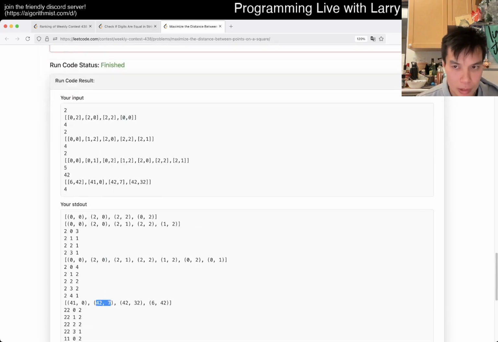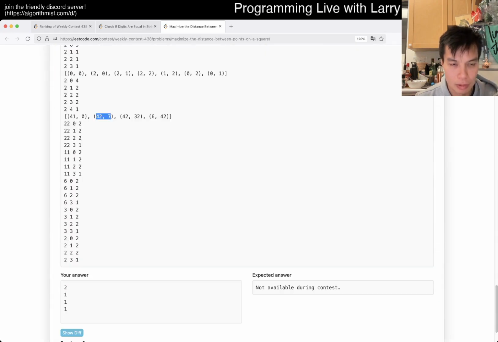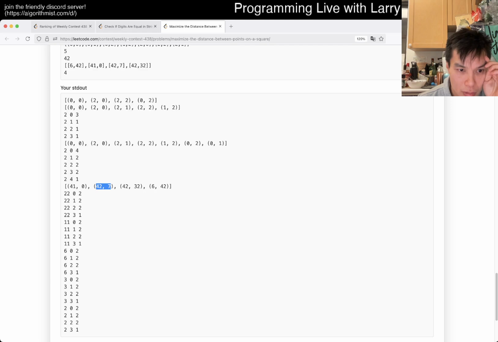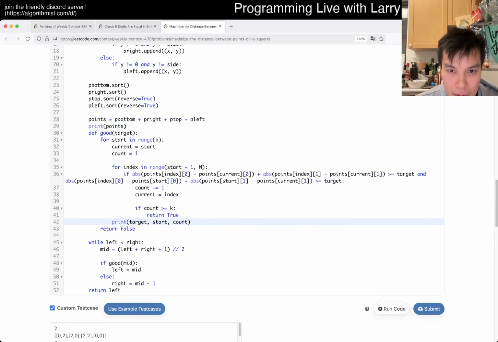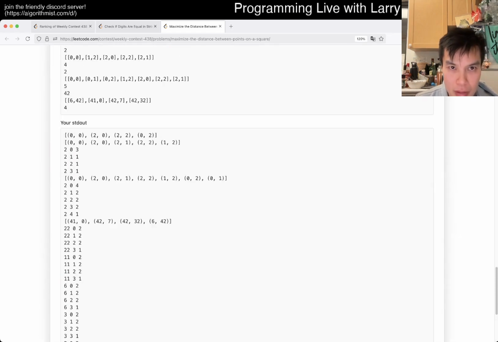So what is 41, 0? It's on the bottom, right? Yeah, 41, 0, 42, 7. Am I wrong with the Manhattan distance? I don't think so. Okay. Why? Oh, because wait, any 2 points, but no, I mean that doesn't make sense. You never, yeah, I don't think so.